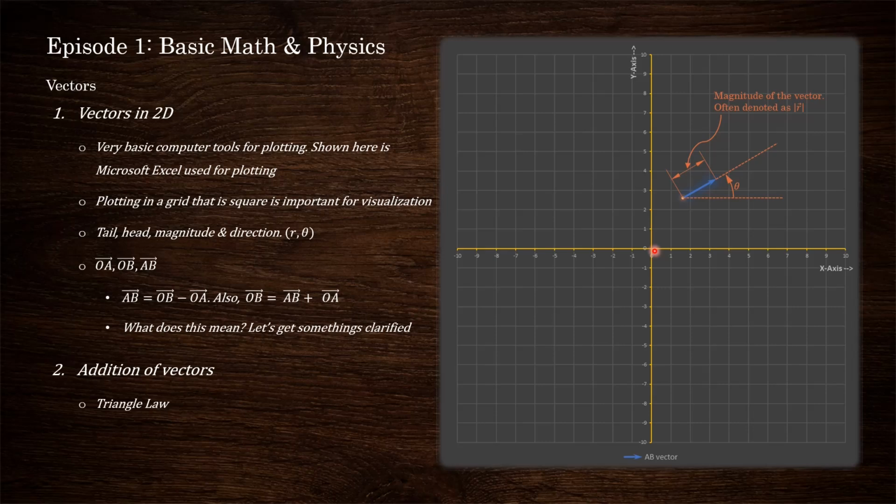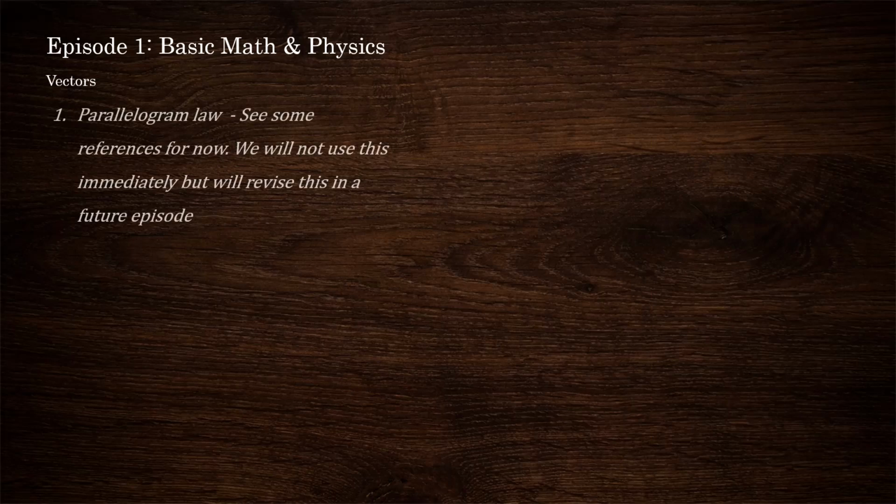If you go along a vector by its magnitude in that direction, and you go from that to another vector along another direction, the endpoint is the sum of these two. That's what triangle law is. There is something called parallelogram law of vectors, which I will cover at a later point. Parallelogram law is something that I think you should go look for references for now. We will not use this immediately in this episode, but we will definitely revise this in a future episode.